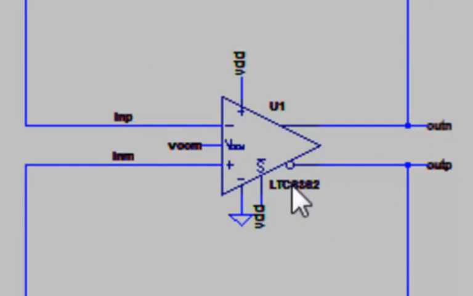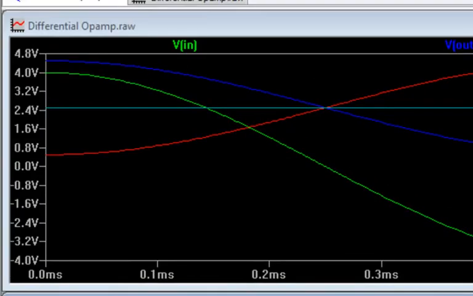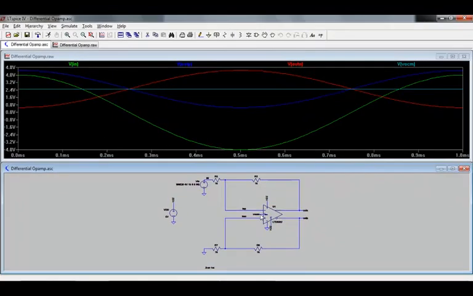That's controlled by the voltage on this VOCM pin, which for this amplifier defaults to 2.5 volt, though we could also overdrive it to some other voltage if needed. Next we're going to put the amplifier and the ADC together into one schematic.